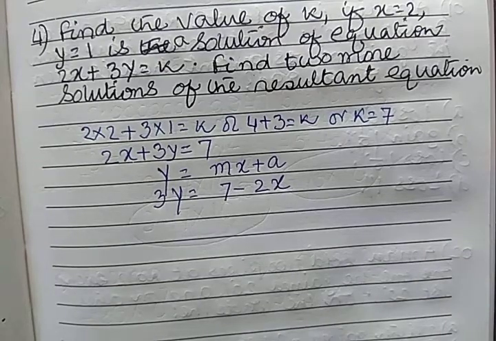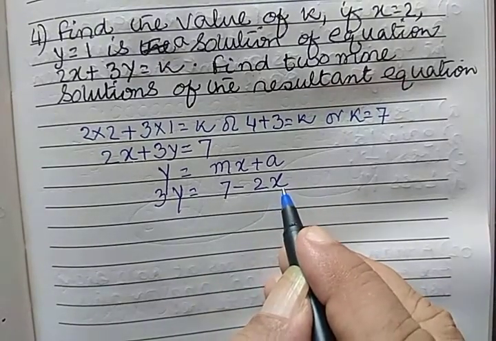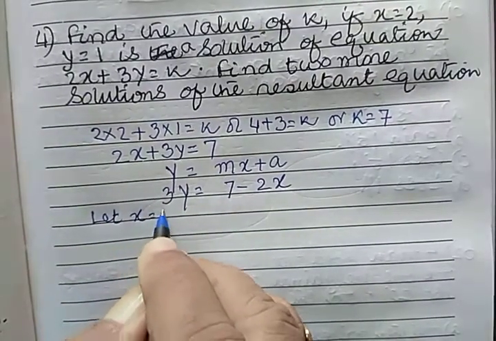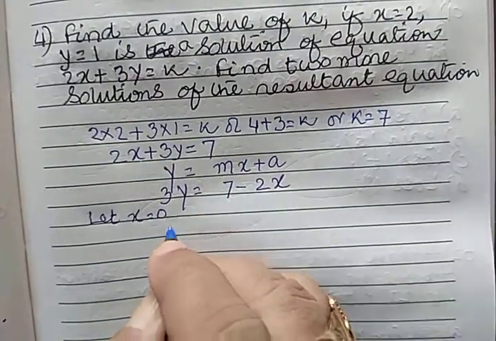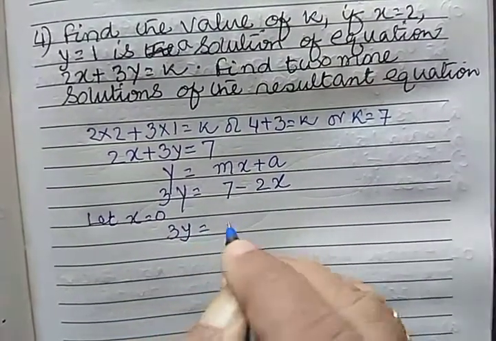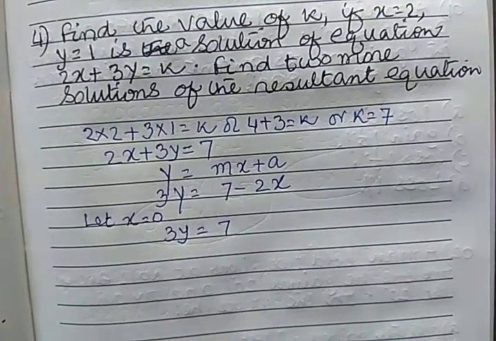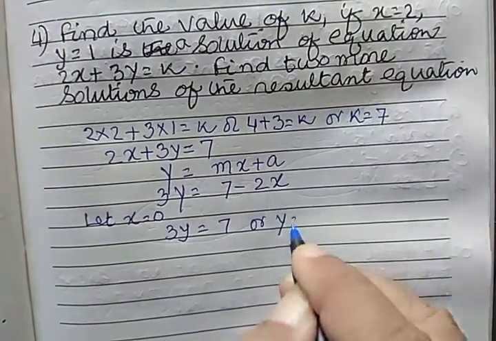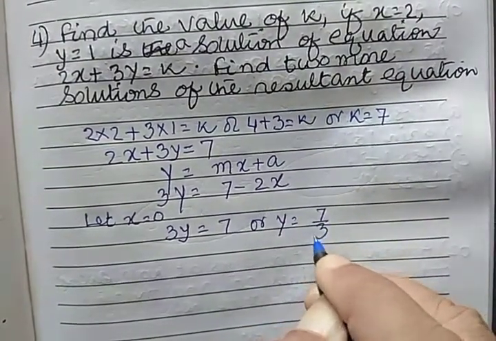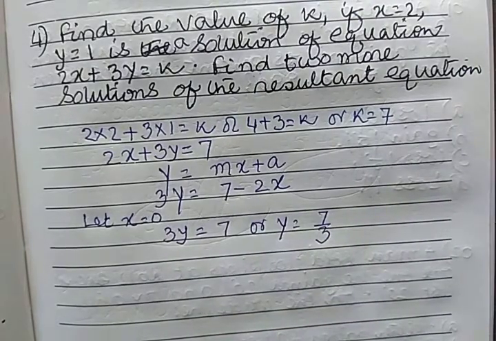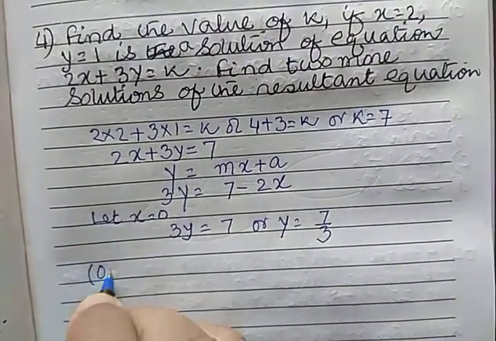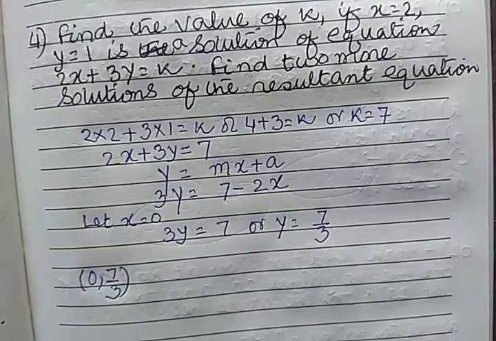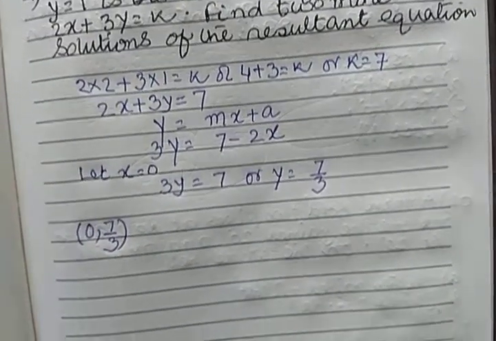So now first let us take x = 0. Then what happens? 3y = 7, or y = 7/3. So this is your first solution. What is that? (0, 7/3) is your first solution.